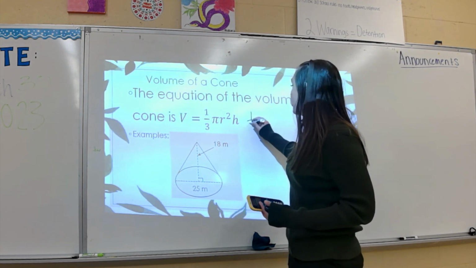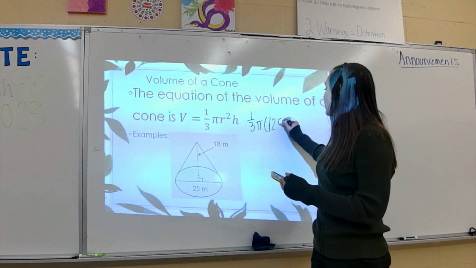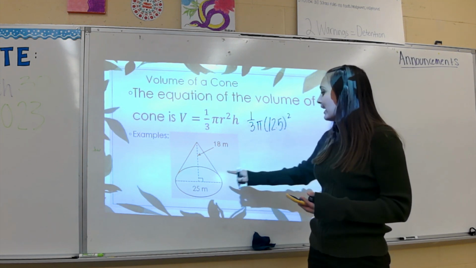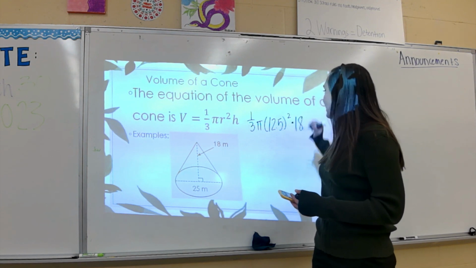So I'm going to put 1/3 pi. Like I said, my radius is 12.5 squared. My height, it says up and down, is 18. So I'm going to multiply that by 18.